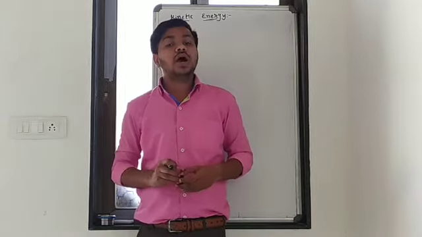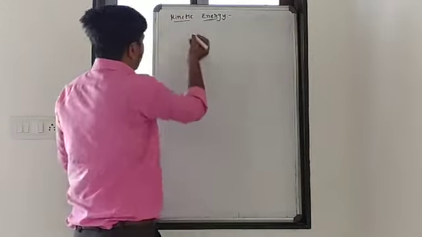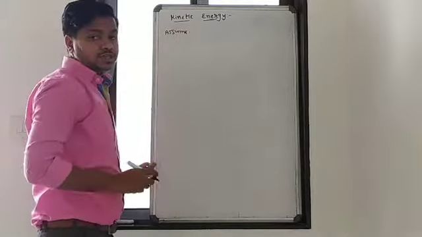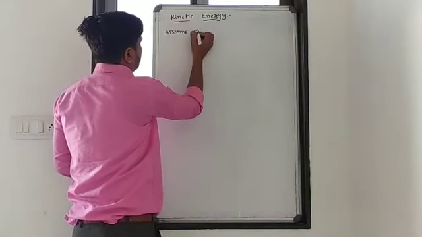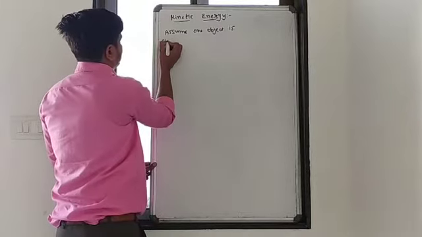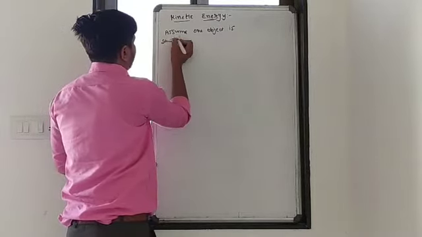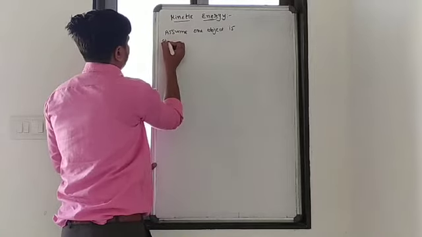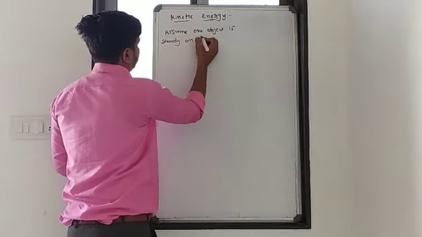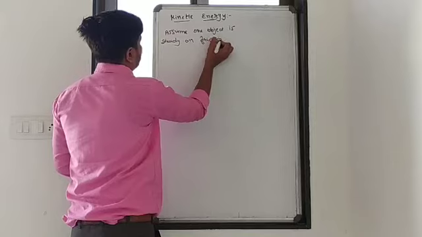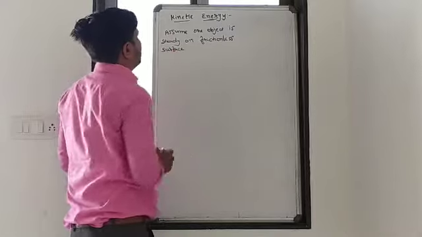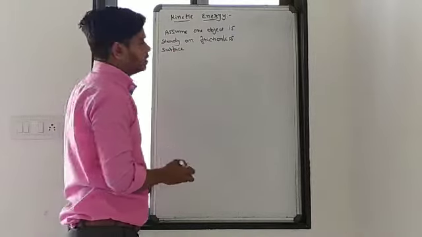Now we have to derive the equation for it. For that we just have to assume that one object is steady or stationary on a frictionless surface. Let one object be steady on a frictionless surface.